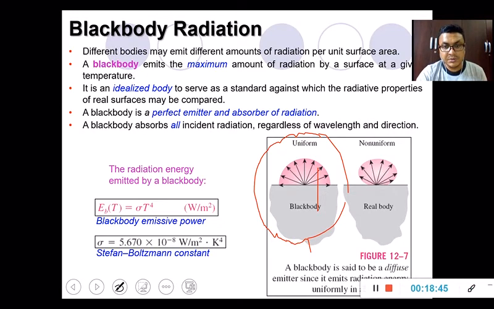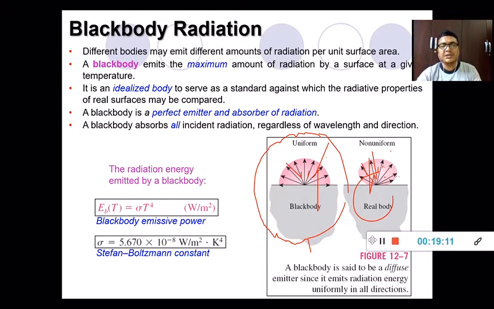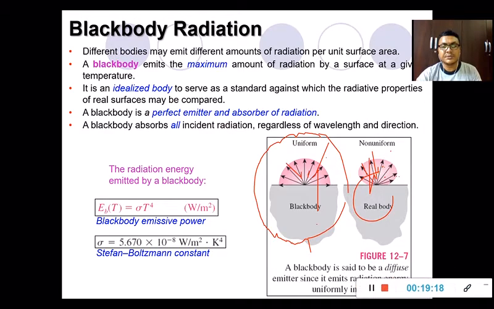Okay, so for a black body, the energy being radiated uniformly, compared to a real body, has a different value of energy. A black body is said to be a diffuse emitter since it emits radiation energy uniformly in all directions.